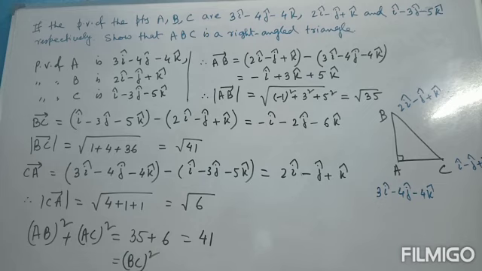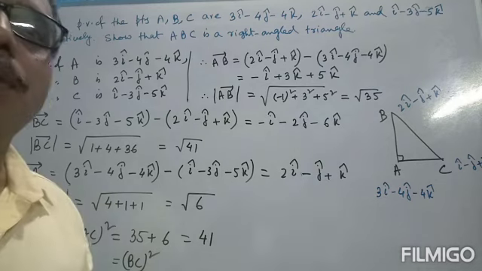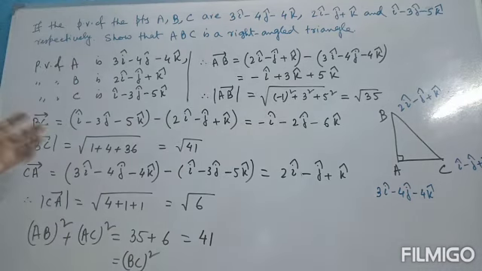If the position vectors of the points A, B and C are 3i minus 4j minus 4k, 2i minus j plus k and i minus 3j minus 5k respectively, then prove that ABC is a right angle triangle. That means the position vectors of 3 points A, B and C are given in terms of i, j, k. We have to prove this forms a right angle triangle. If the angle between two straight lines is 90 degrees, that is in the next chapter, vector product. If we solve this problem in this chapter also, no problem at all.